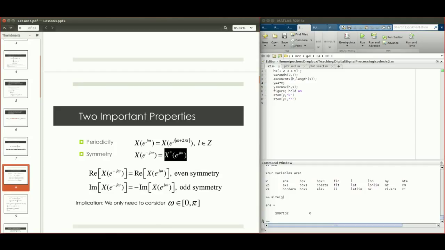So the implication of combining these two properties together is that all we have to do is consider omega that belongs to 0 to pi, and that's enough. We don't really need to look at any frequency that's beyond pi. We don't even have to look at any frequency on the negative side of the axis. You don't have to look at negative frequencies at all. So this is quite convenient, right?